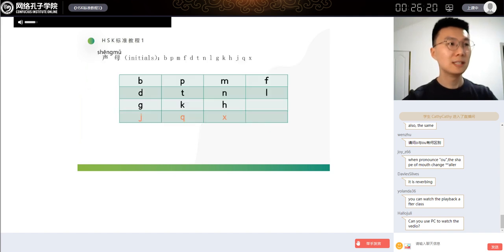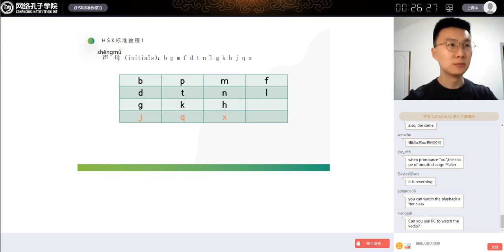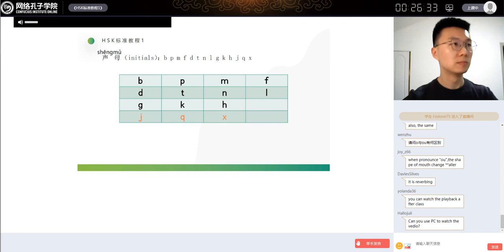Okay. These are 14 shengmu we learned today. Let's try to read them after the radio. Shengmu yi. Initials one. Bu. Pu. Mu. Fu. De.